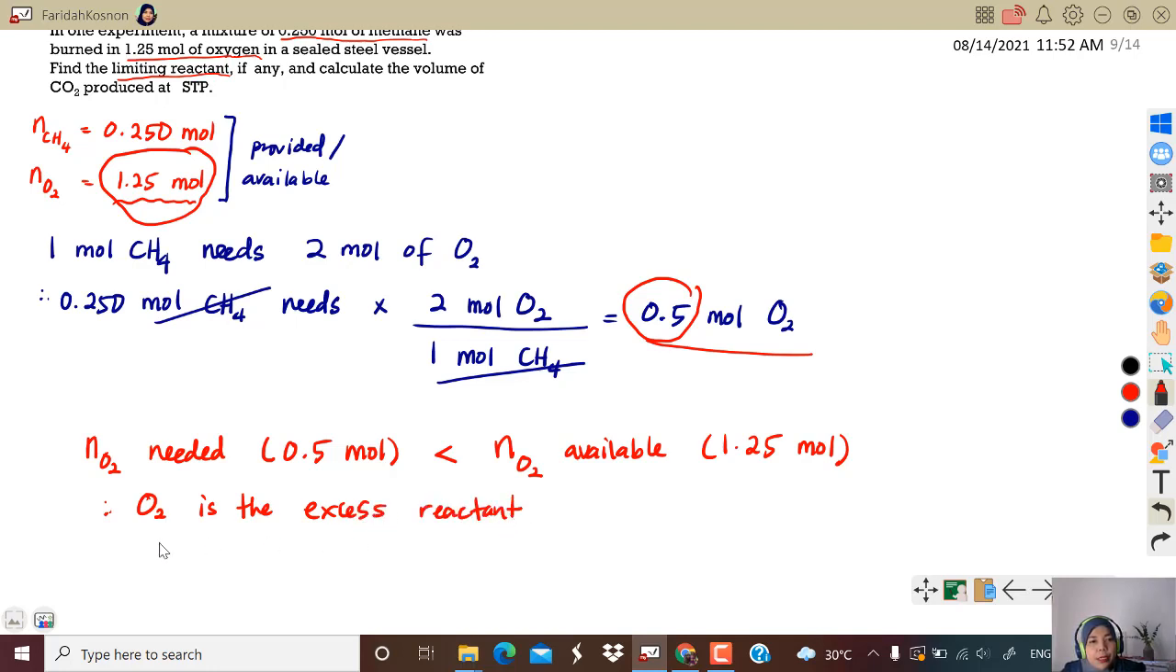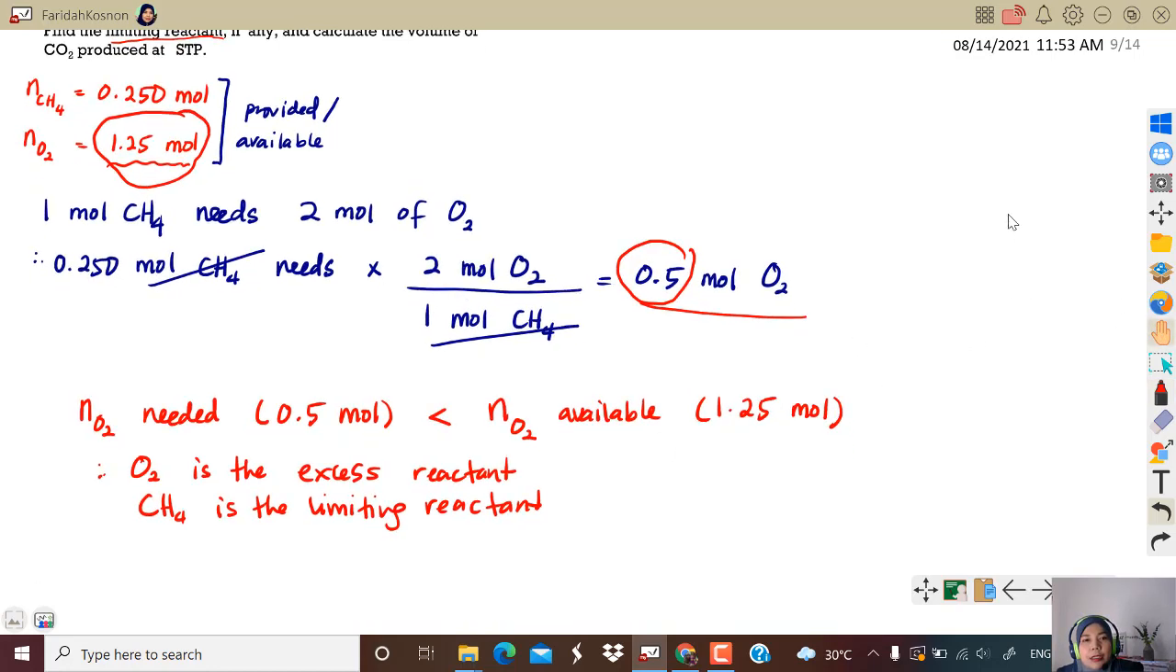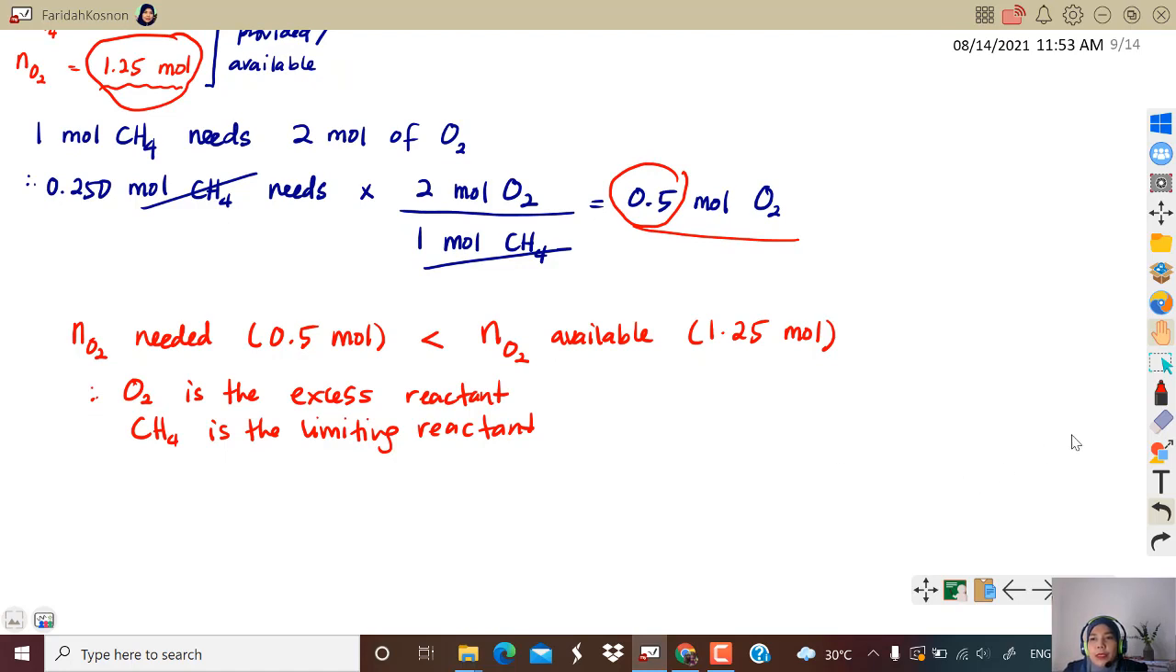Okay, while methane is the limiting reactant. So, the first question yang kita nak adalah limiting reactant. Jadi, ini satu kaedah dia lah. Satu kaedah dia. Alright. Ataupun cara kita nak tentukan limiting reactant. So, dalam kelas yang lepas, saya dah kata tunjukkan jalan kerja ini.